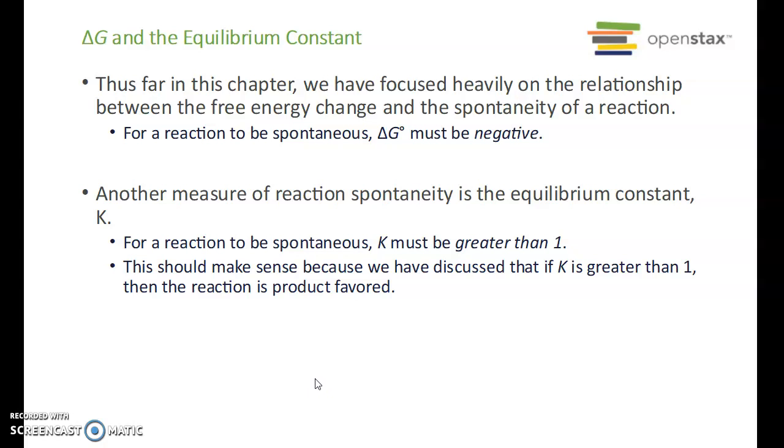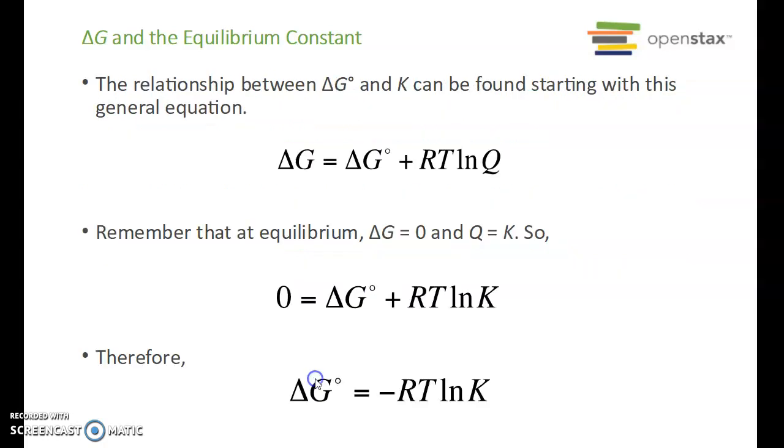So far we focused on those aspects for a spontaneous reaction, where delta G must be negative. But another measure of reaction spontaneity is the equilibrium constant. For a reaction to be spontaneous, K must be greater than 1. In other words, the products of the reaction are favored over the reactants.